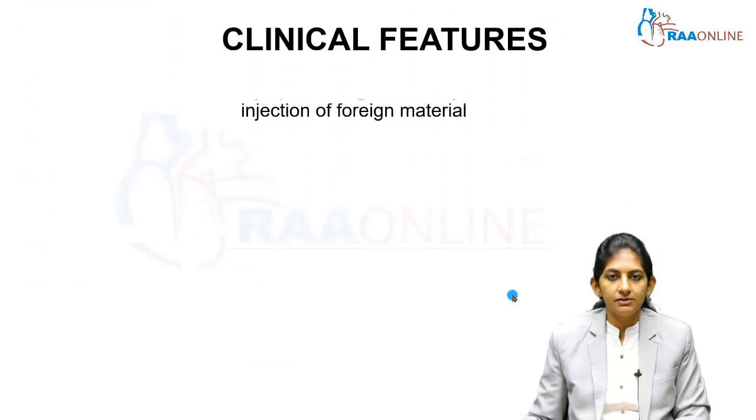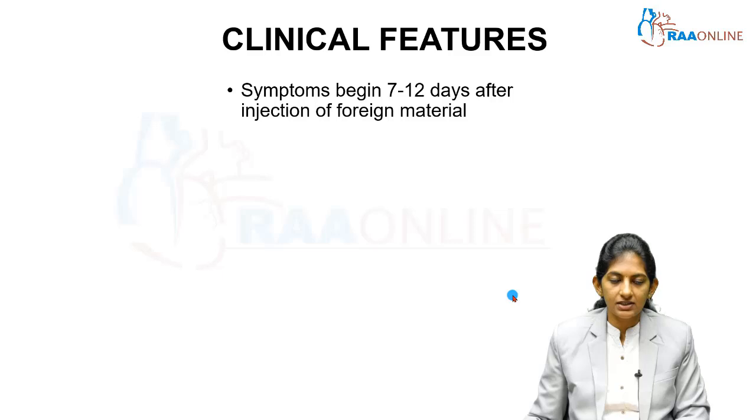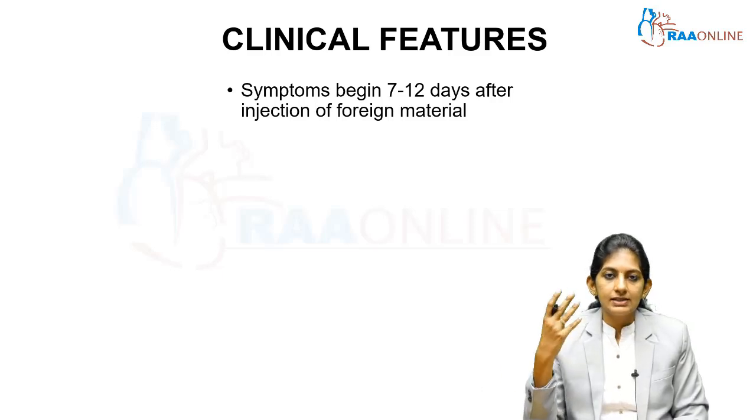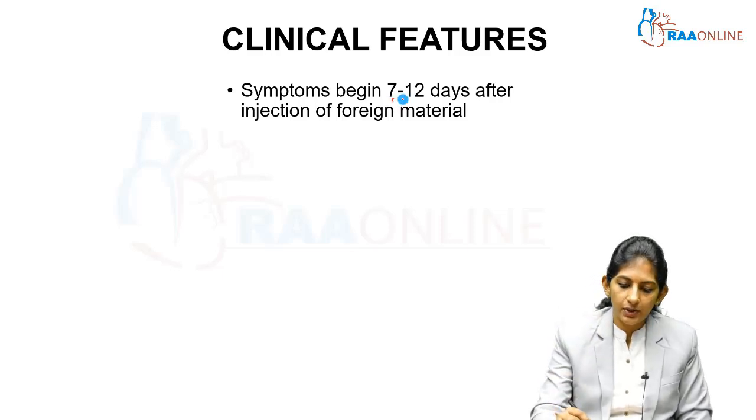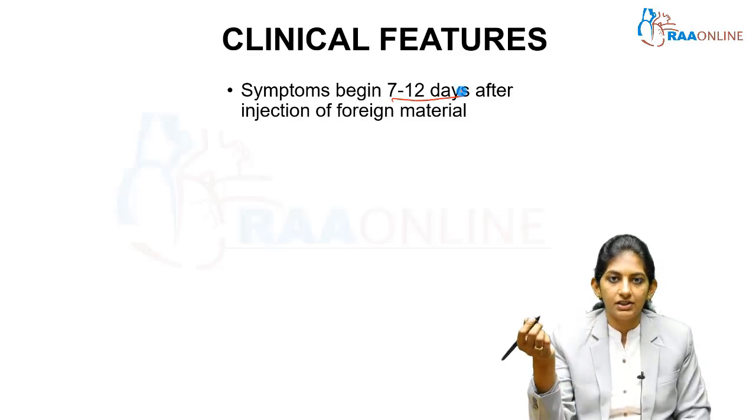Coming to the clinical features of serum sickness, it is a type 3 hypersensitivity reaction. So it is not an acute one. It does not happen like the type 1 hypersensitivity where the symptoms happen immediately. It happens 7 to 12 days after giving the injections or after administering the infusion. So this has to be told to the patient.